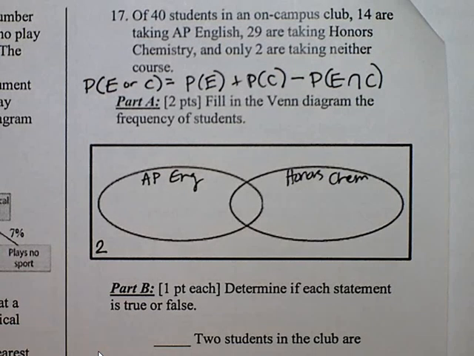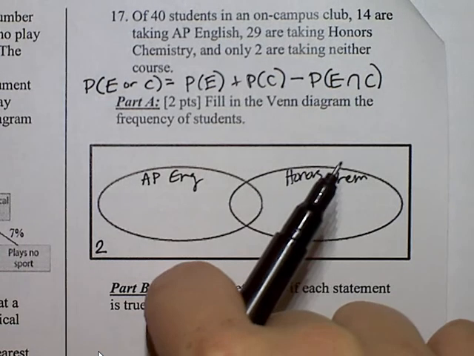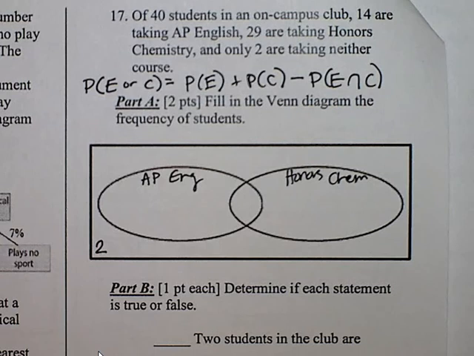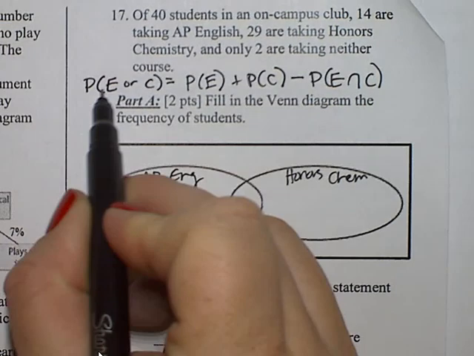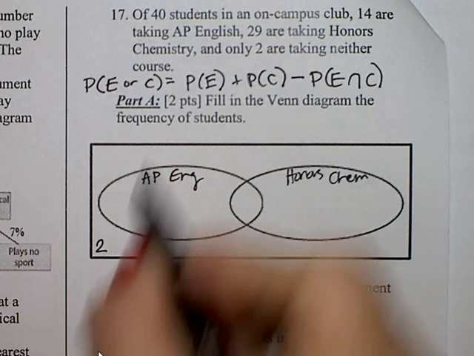For your test, underneath this section, I left you about 3 inches so you'll have room to show your work to get your answer, okay? All right, so how many are either in English or chemistry, knowing that 2 are in neither, and there's 40 total?